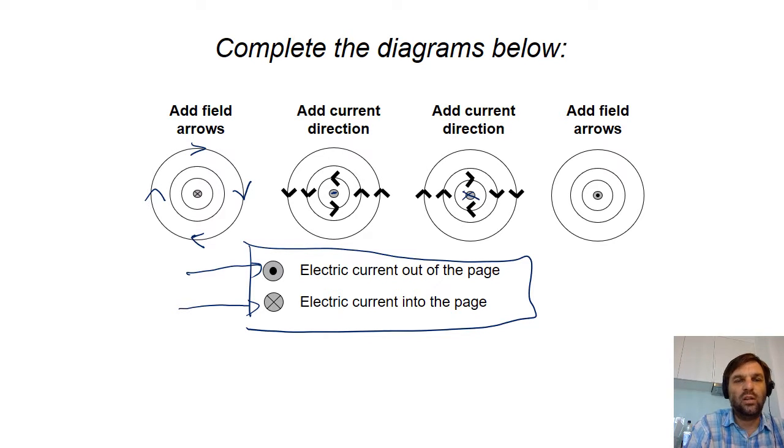And using our logic from the first example that we did, if it's going into the page, it's going clockwise, so that means if it's going out of the page, it must be going, let's do a bit of a job at that arrow, it must be going anti-clockwise.